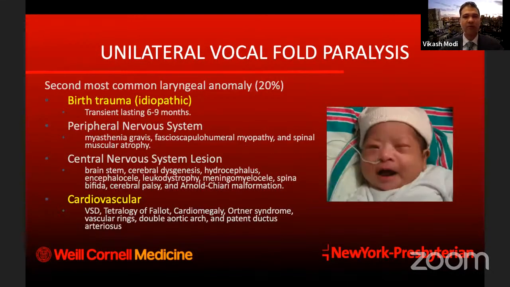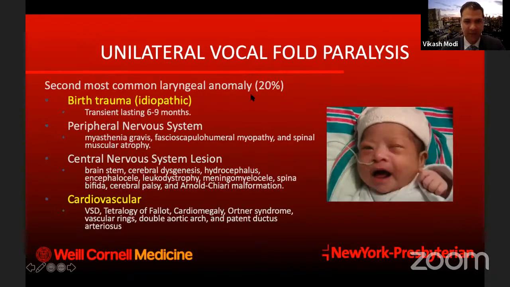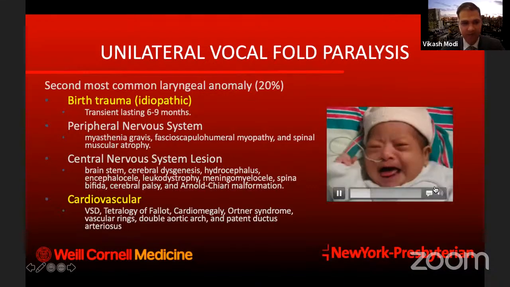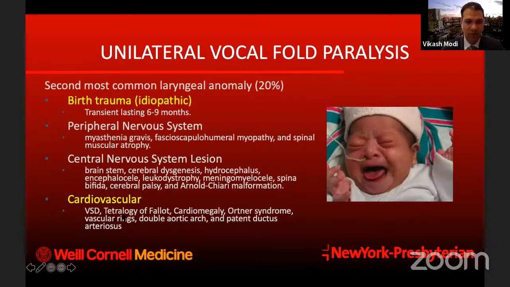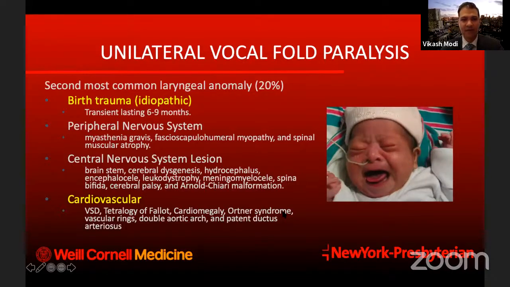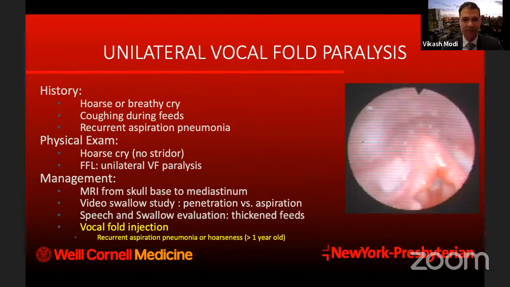So we'll move over to vocal fold paralysis. It's the second most common laryngeal anomaly, typically with a hoarse cry. These are all the etiologies. The two most common are birth trauma and cardiovascular trauma. And this is very similar to adults, how you manage it.